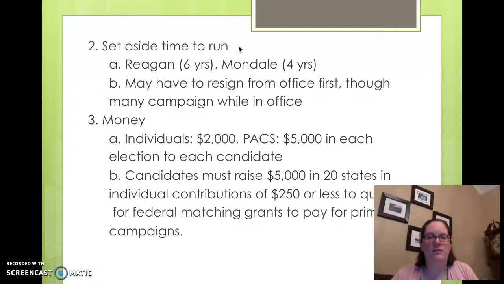Remember a few chapters ago we talked about grants and strings being attached? Does this sound familiar, I hope? Okay, let me read that again. Must raise at least $5,000 in 20 states in individual contributions of $250 or less to qualify for federal matching grants. Those are strings and strings and more strings.